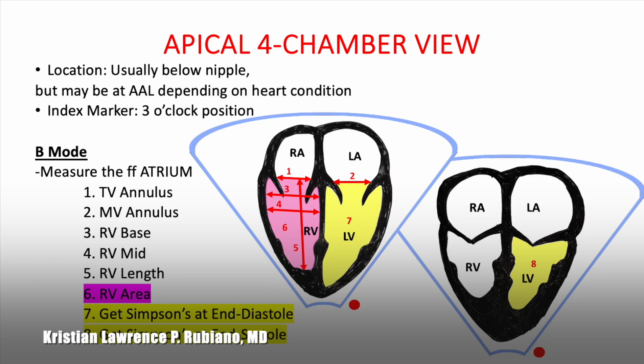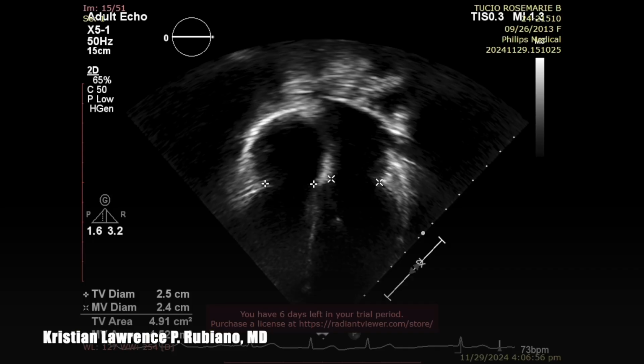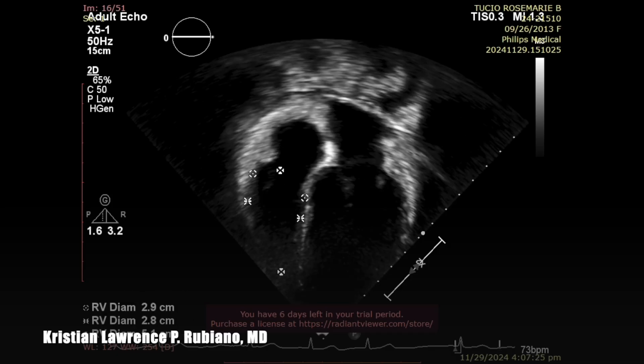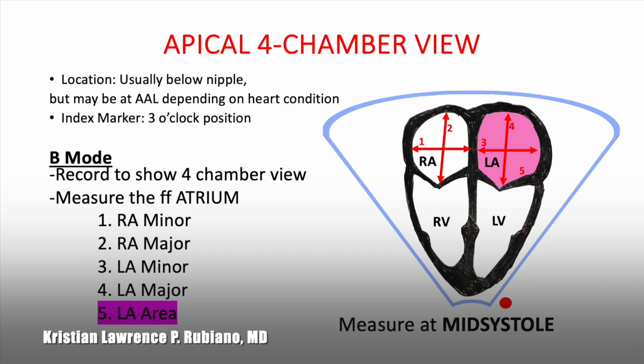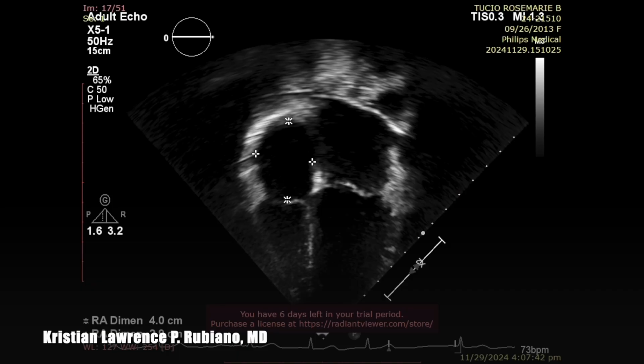Measure the tricuspid and mitral valves during diastole when the valves are open. Measure the RV base, RV mid, and the RV length during diastole when the ventricle is at its largest. During this time, you may already get the symptoms at the LV diastole. Next is measure the RA minor and RA major, also LA minor and LA major.